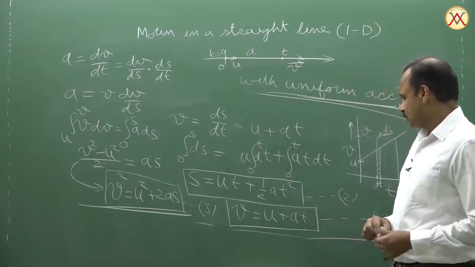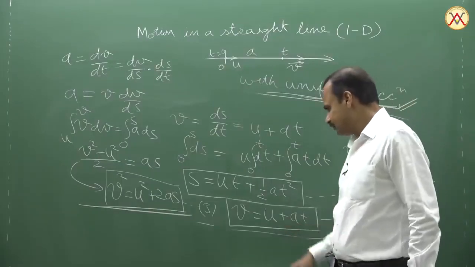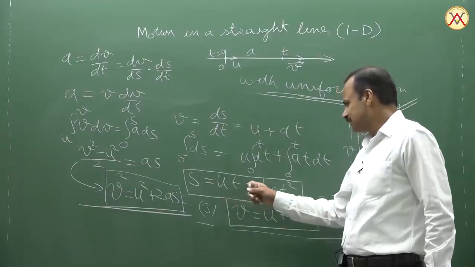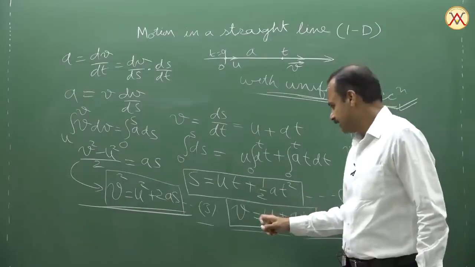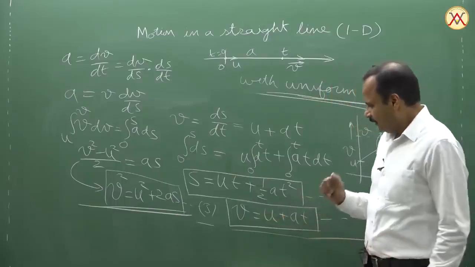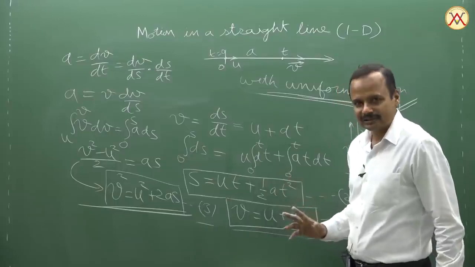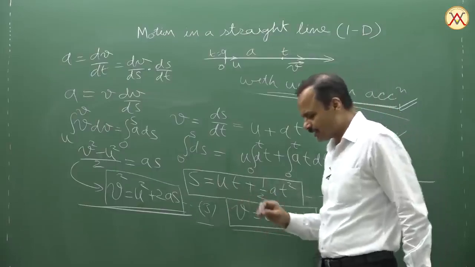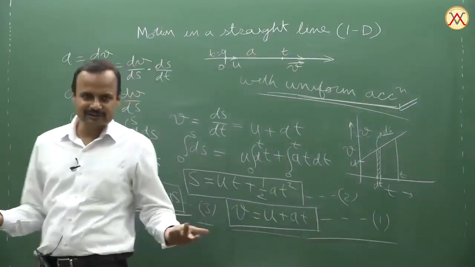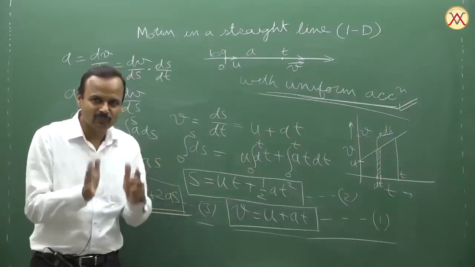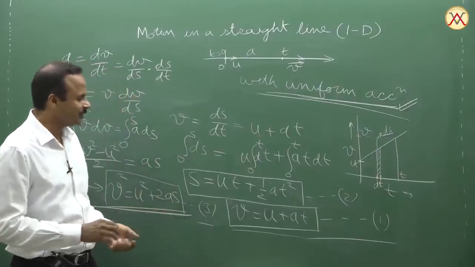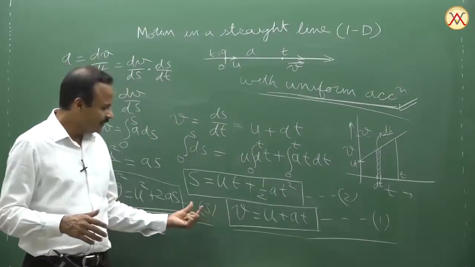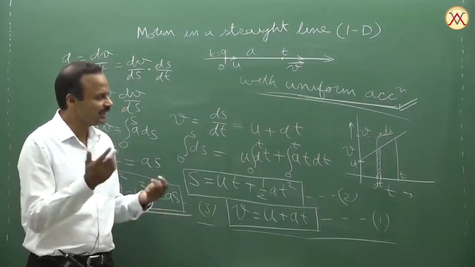If you notice, there are total 5 symbols being used here: S, U, T, A and V. These are the 5 symbols. Now out of this, acceleration is a constant, and also initial velocity u is a constant because it's the value of velocity at a particular moment, at a given moment t equal to 0. So these are constants. The other things, namely s and v, these are functions of time. They change as time changes.